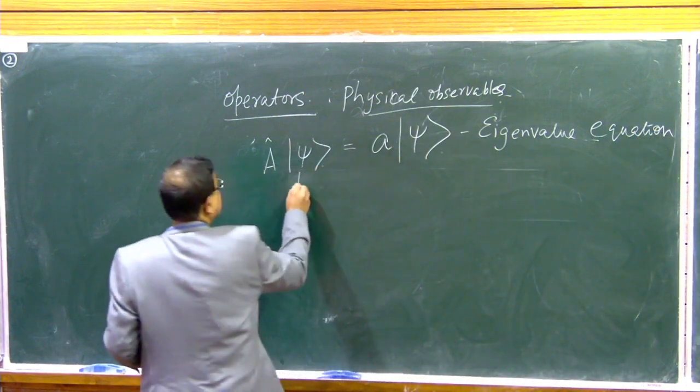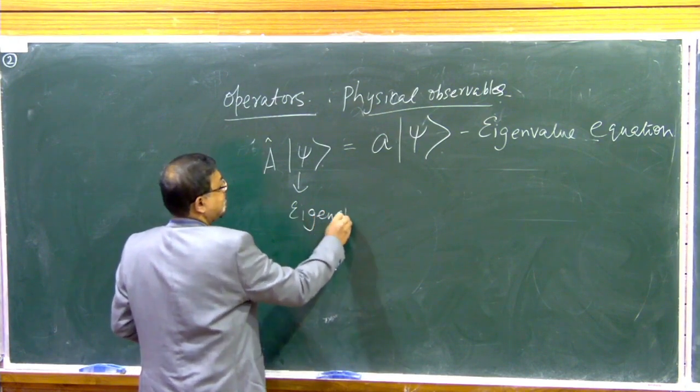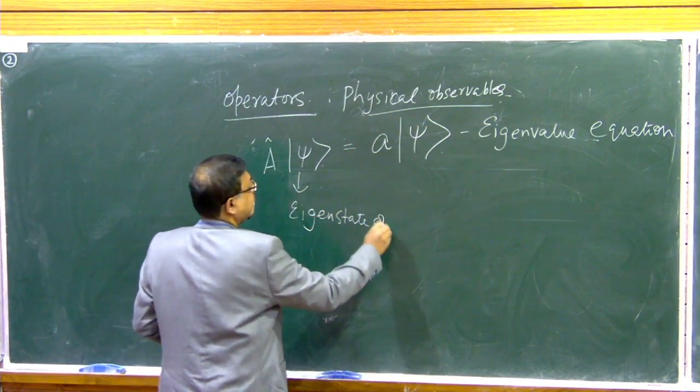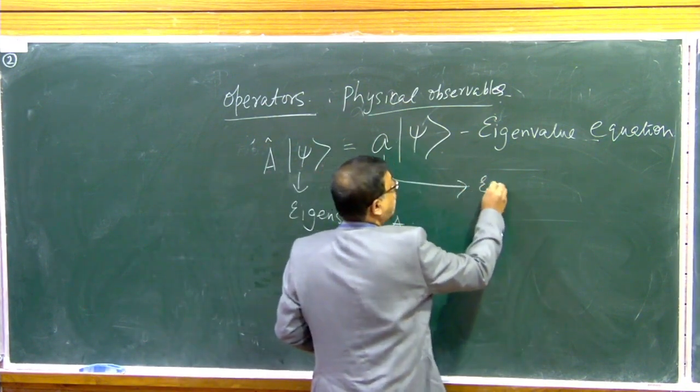This is called the eigenstate of this operator A, and this is called the eigenvalue of the operator A.